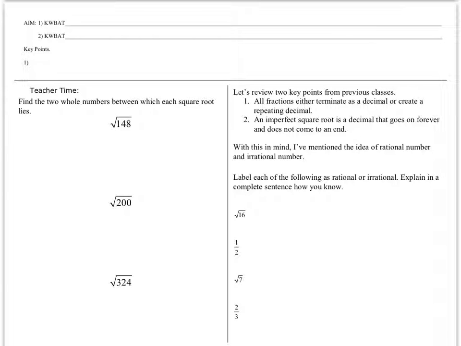After you're done writing down the first aim, let's go ahead and write down the second aim, and that's to be able to find the square root of a number. That's just a repeat of yesterday's aim. So our second aim for today, Kipsters will be able to find the square root of a number.